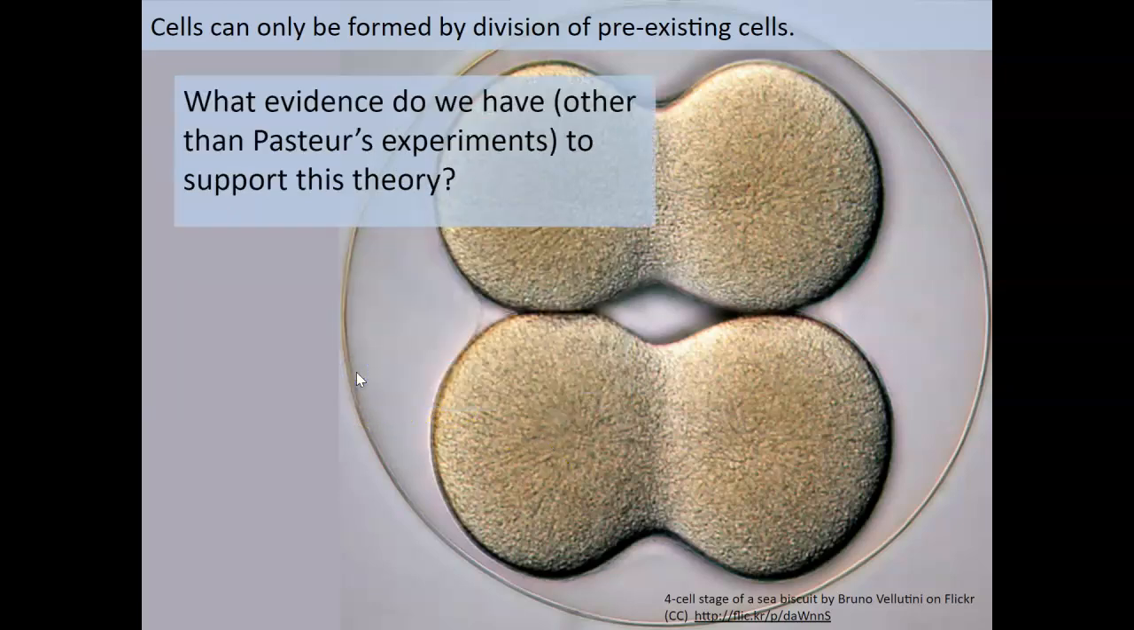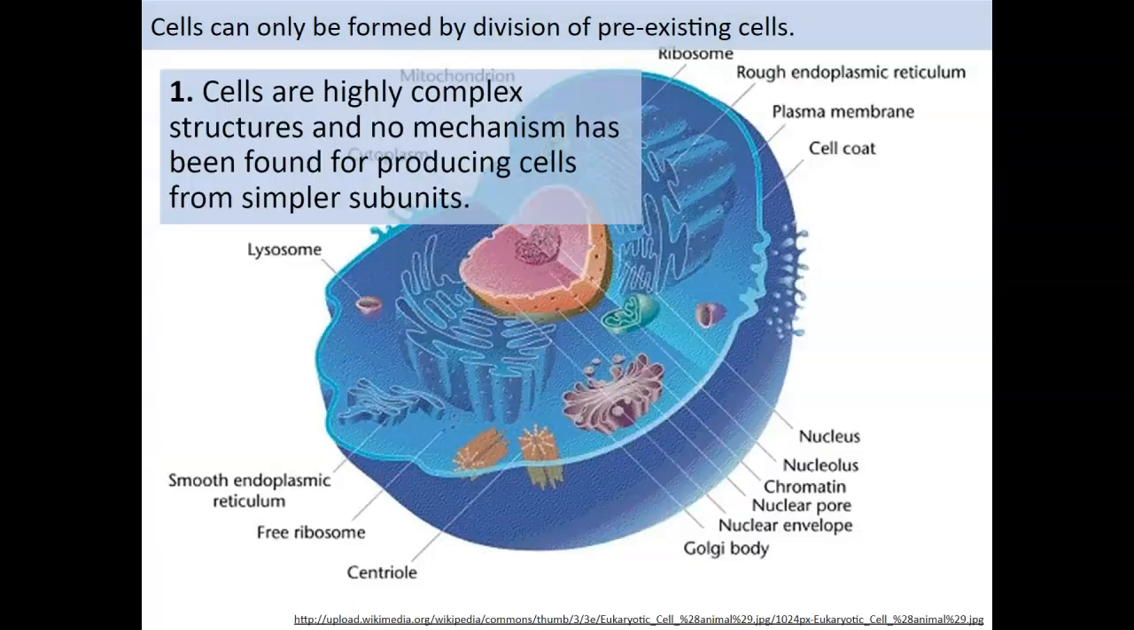So other than Pasteur's experiments and experiments that tested spontaneous generation prior to Pasteur, what other evidence do we have that supports the cell theory? One, cells are incredibly complex structures. In fact, in lab, we have not been able to figure out a mechanism where we're able to make cells from simpler subunits. The only known mechanism for cells being made is when other cells are already present and then they divide to make more cells.